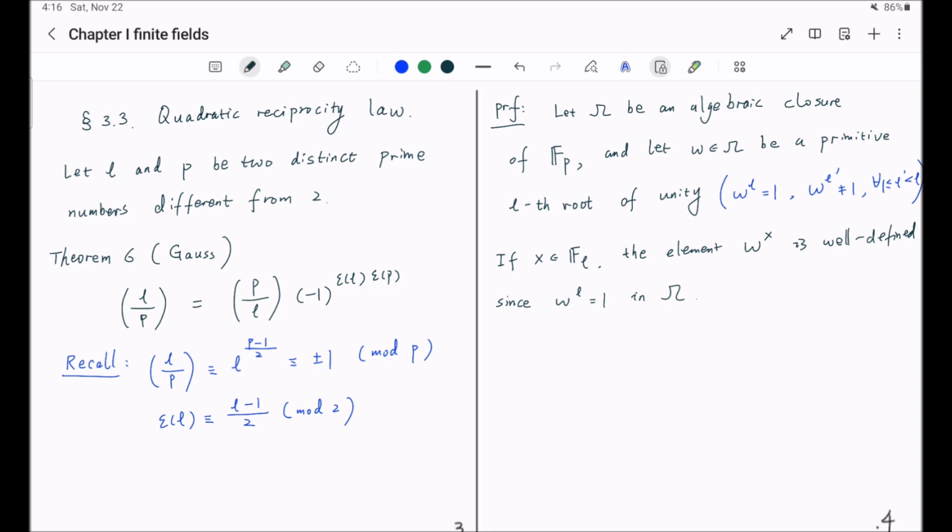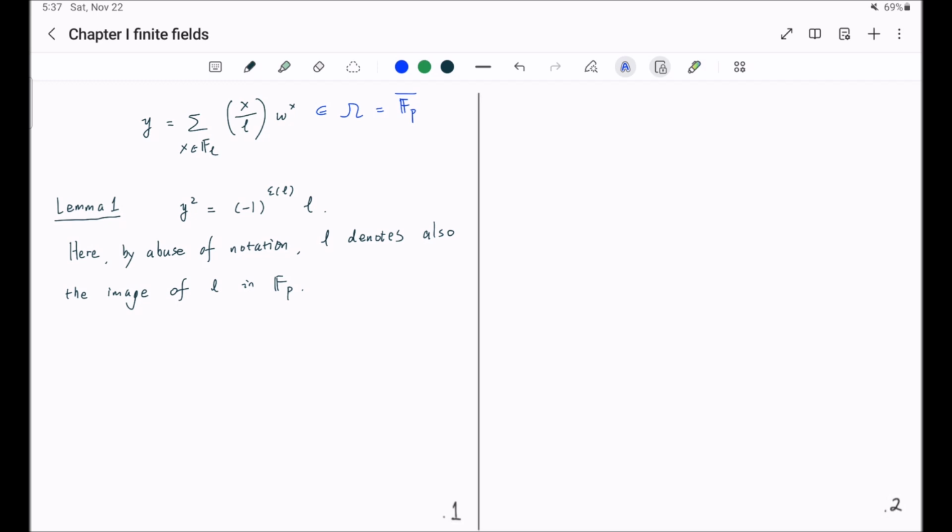And therefore, we are able to form the Gauss sum y equal to the summation for all elements x in Fl, where each summand is the Legendre symbol of x given L times omega to the power x. And this Gauss sum plays a key role in this proof of quadratic reciprocity law. To continue the proof, we need two lemmas concerning this Gauss sum.